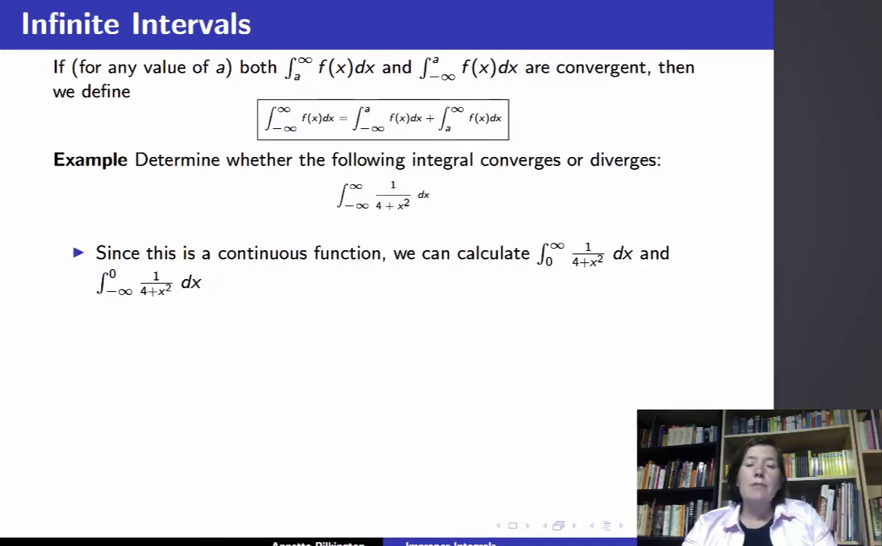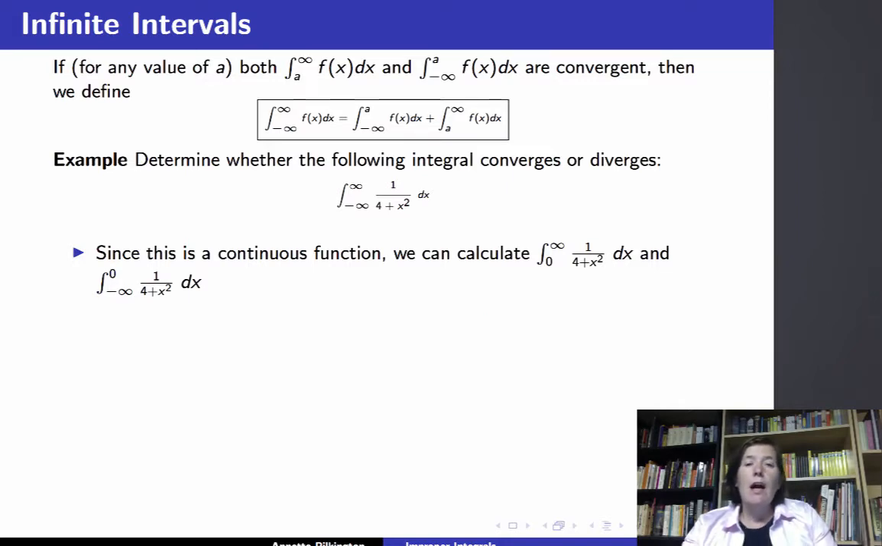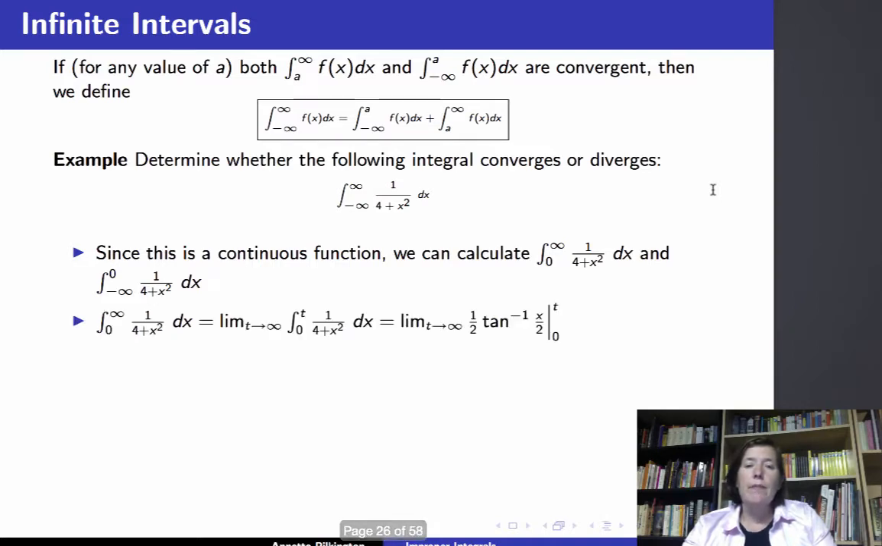So then we have to calculate both integrals, the integral from 0 to infinity of 1 over 4 plus x squared, and the integral from minus infinity to 0 of 1 over 4 plus x squared, and we can only conclude that the above integral converges if both of these converge. Let's start with the integral from 0 to infinity of 1 over 4 plus x squared.